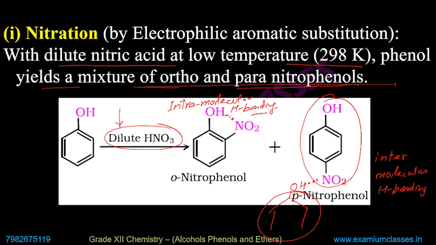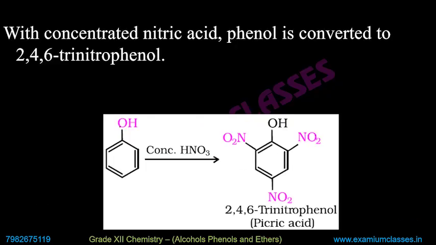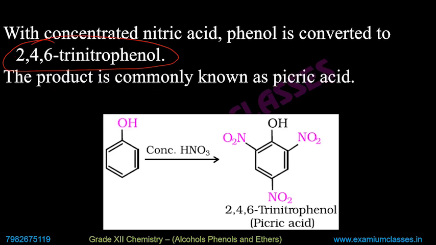With dilute nitric acid, ortho and para isomers, two compounds will be obtained. If it is concentrated nitric acid, you will get picric acid. Although the yield of picric acid in this case is very low, we don't get picric acid in very good amount. Okay. So this 2,4,6 trinitrophenol is commonly known as picric acid.